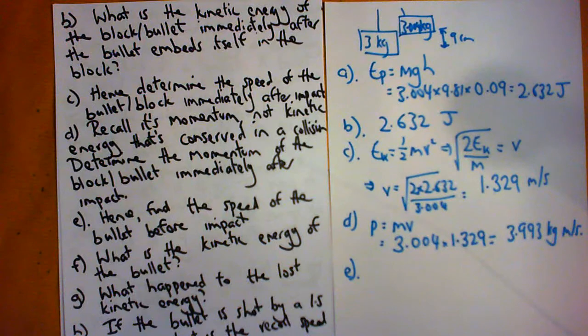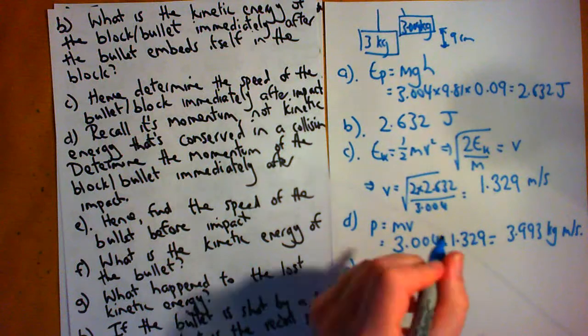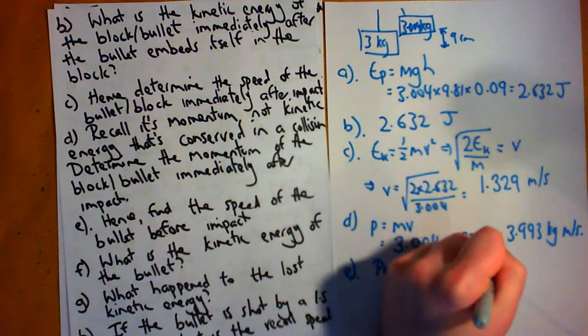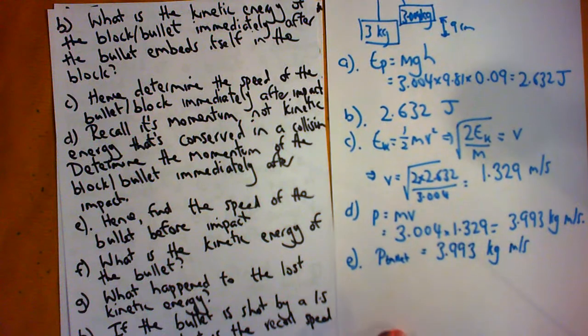So therefore, the momentum of the bullet before impact must also be 3.993 kilograms meter per second, because the conservation of momentum indicates that the momentum before is the same as the momentum after. Momentum after is just one object, which is the whole block and bullet mangled into one object, whereas before the collision, all of the momentum was in the bullet because that's the only thing that was moving.